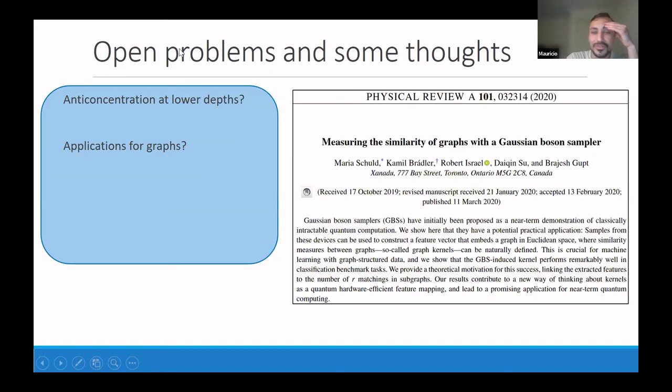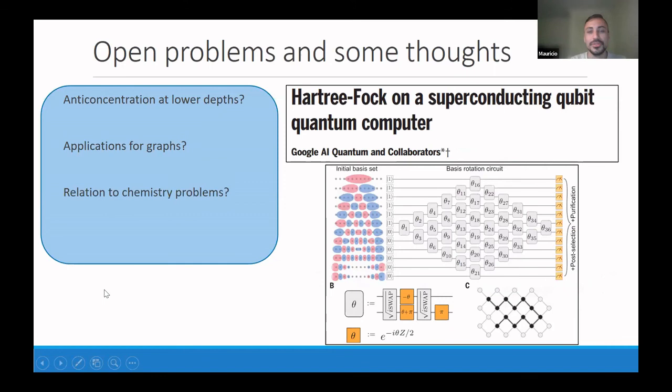Also, what is its relation to chemistry problems? As I mentioned before, there's work by Google and the circuits they use are very similar to the ones we use in the fermion sampling scheme. So maybe some of the hardness guarantees that we find could translate into hardness guarantees for some chemistry problem. We don't have specific results here. It's something that could be in the future.